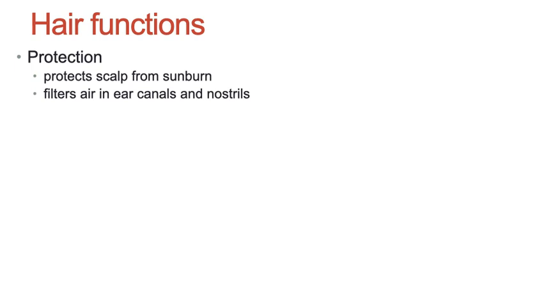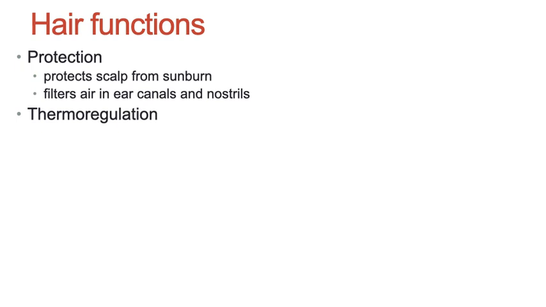Now, the hair on your body has several important functions. So the hair on your head is there to protect your scalp from ultraviolet radiation or sunburn. It's also there to help cushion light impacts to the head and insulate the skull. The hair guarding the entrance to your nostrils and ear canals will filter air and help keep out foreign particles and insects. Your eyelashes will do the same for the surfaces of the eyes.